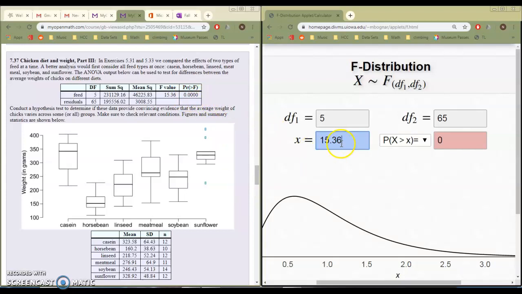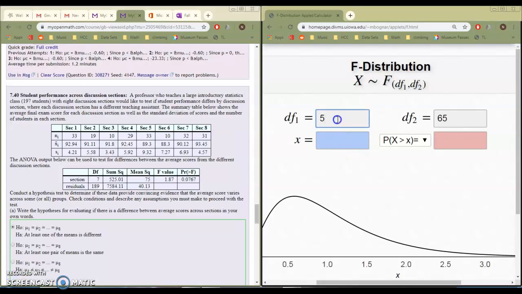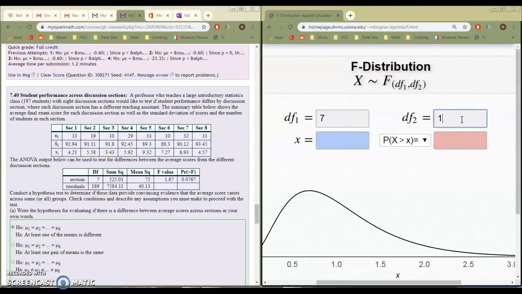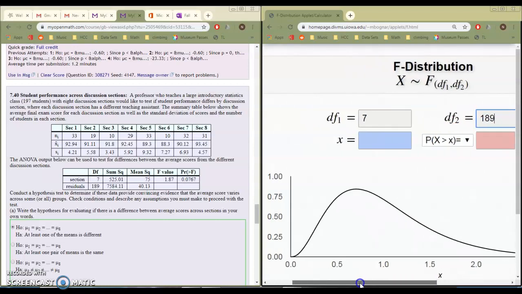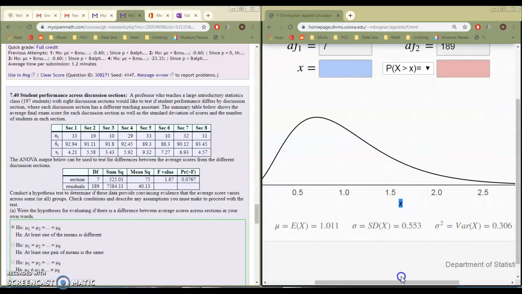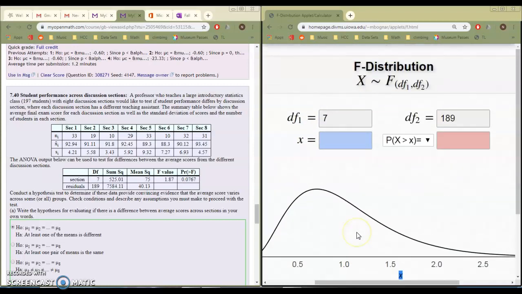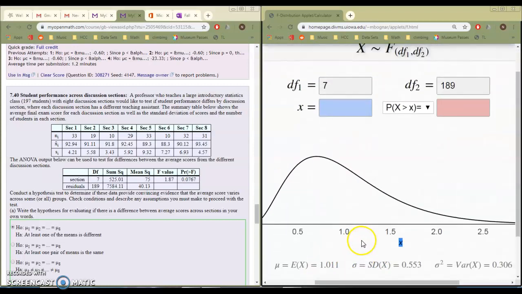Let's go ahead and do the same thing again for a different problem. Here's problem 7.0. This has all been computed for us again. So here's our degrees of freedom is 7, right? And the degrees of freedom based on the residual is 189. So here's what our F distribution looks like for these degrees of freedom. Oh, it tells us all that fun stuff. The F value here is 1.87.